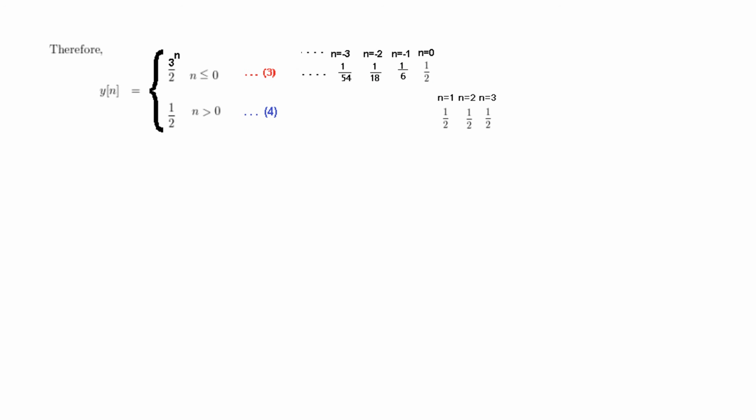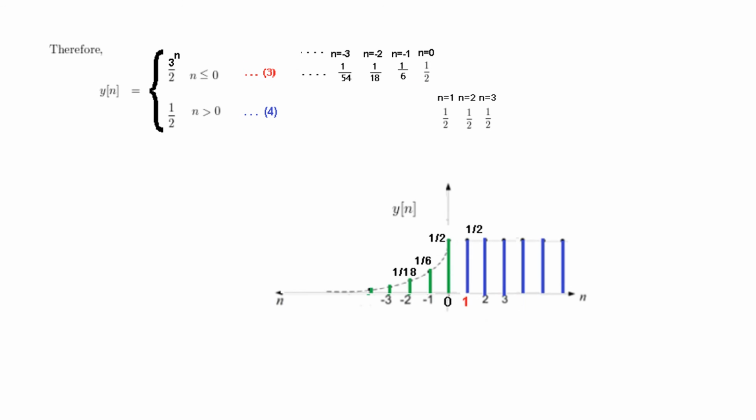And similarly for this one, since it is going from greater than 0, we'll take values of n equal to 1, 2 and 3, and from here we get a value of half in all the cases. This value we just put in here. So when n is minus 3, then 3 raised to the power minus 3 divided by 2 will get 1/54. 3 raised to the power minus 2 divided by 2, we get 1 over 18, like this. Okay, and now very easily we can plot this.